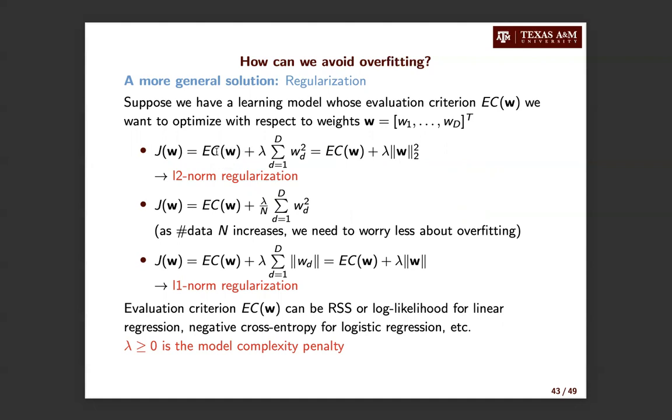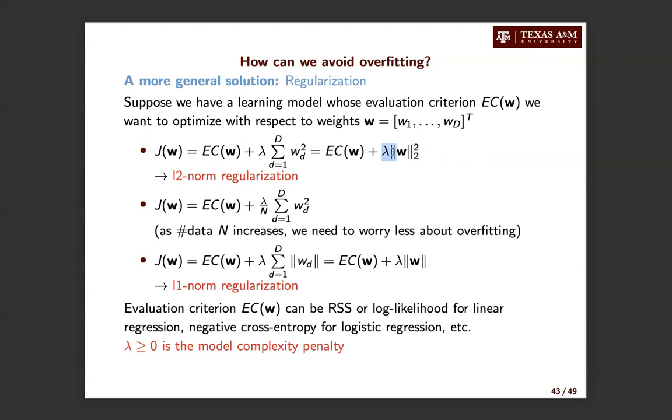Now, a systematic way to do that is to add to the evaluation criterion of our model, in this case the RSS error of the linear regression, another term that represents the magnitude of the model parameters. This term is the L2 norm of the weights, meaning that we add to our evaluation criterion the sum of the L2 norms of the weights.